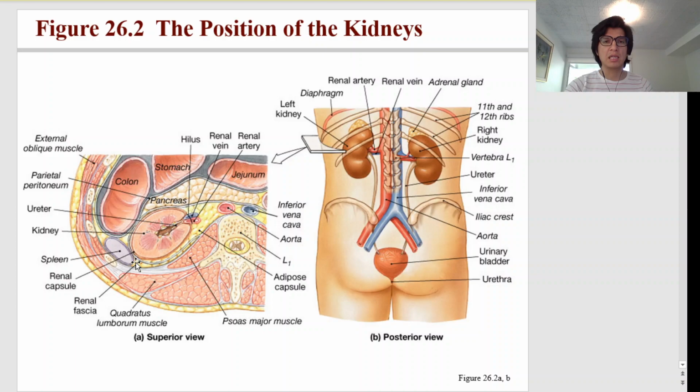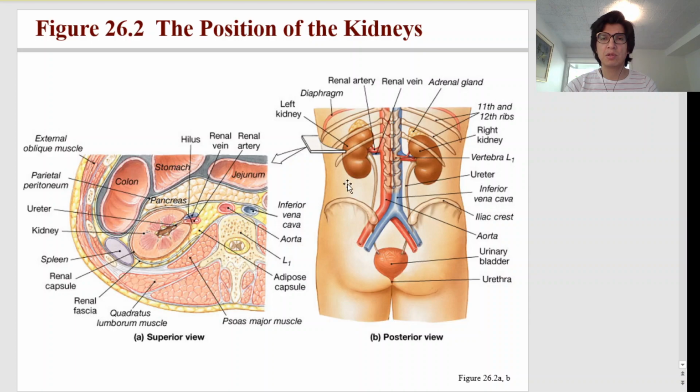I want you to see here the three layers of the kidney that serve for protection as well as attachment. One of them is the capsule, a layer of dense irregular connective tissue that immediately surrounds the kidney. You have this adipose pad layer here, the adipose capsule, and you have a renal fascia that is contiguous with the peritoneal layer here, and the deep fascias of the muscles in the posterior area.